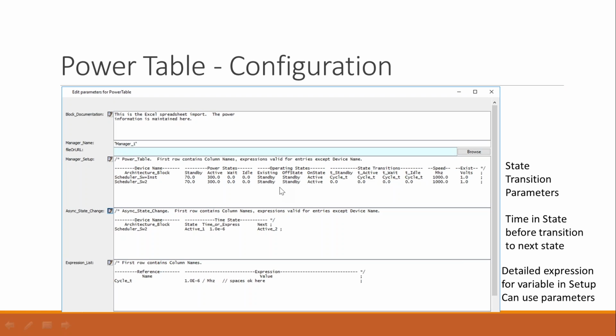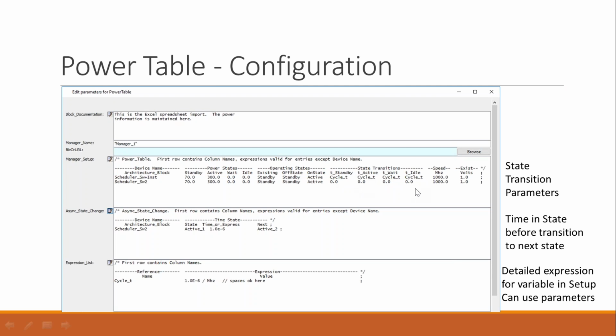Existing gives you a profile of what the current state is. Now this has two uses. One is that your initial state can be set here. The second is that if you're building a fully custom model, this would be the state you would keep changing every time there's a state change in your custom block as well.